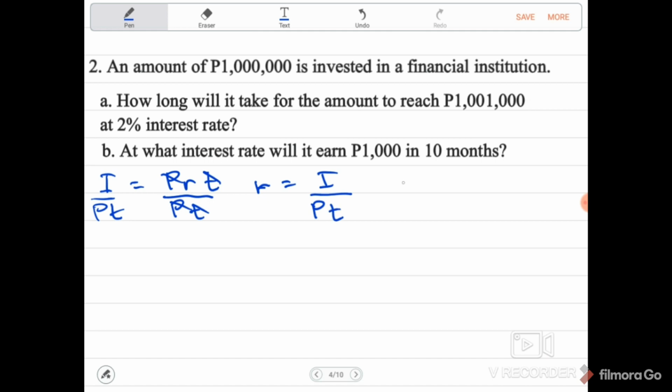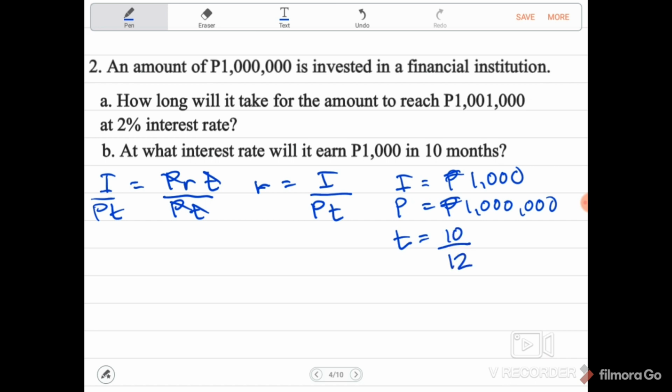So, yan na. I natin, that is the simple interest, 1,000 pesos. P, the principal, that is 1 million pesos. And then time, that is 10 months or 10 over 12. Kasi lagi natin ino-over siya sa 12, tandaan nyo yun sa time, kapag months, no? Okay? So, substitute na natin sa formula natin.